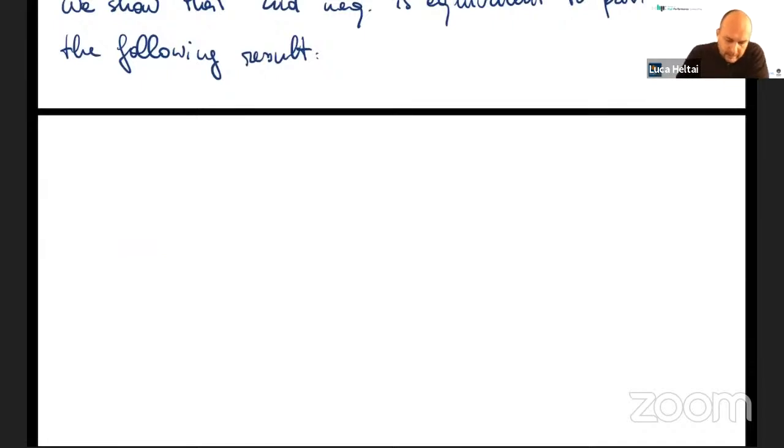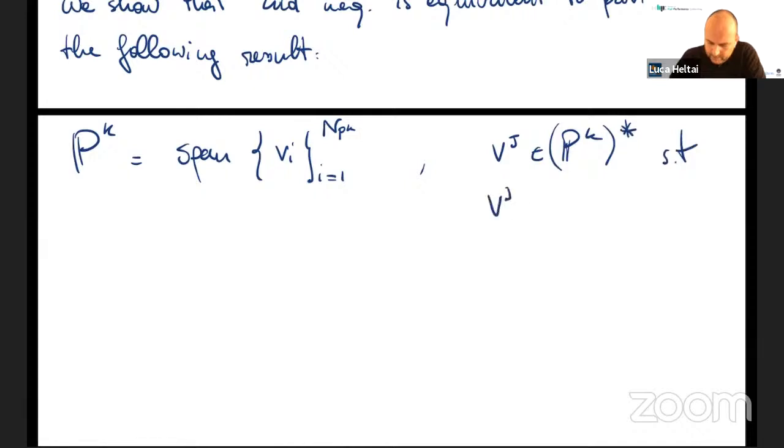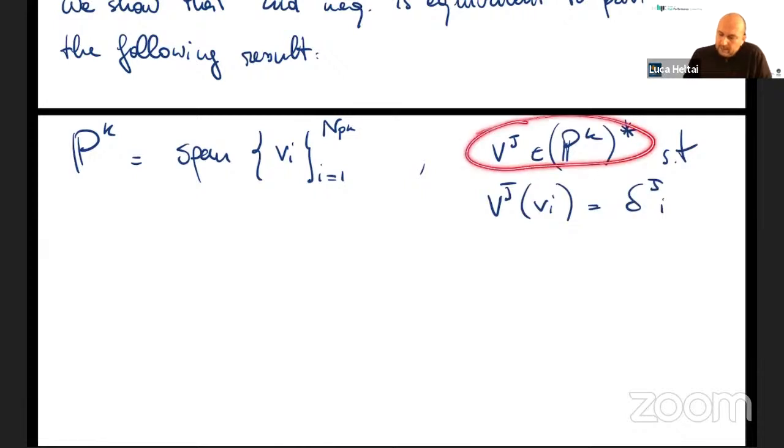Okay, let's start by introducing an operator. Let's define the space P_K as the span of the basis functions V_i for i that goes from 1 to n_K. Of course, this is going to be different according to the dimension, but we know exactly what these are. And let's define V^j in P_K dual such that V^j of V_i is equal to delta_ji, the Kronecker delta. The usual pair of basis functions in P_K and basis of the dual of P_K.